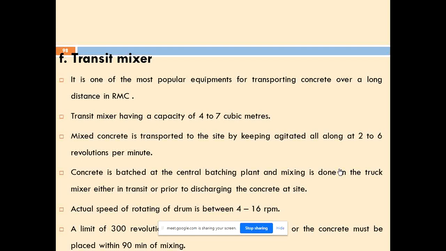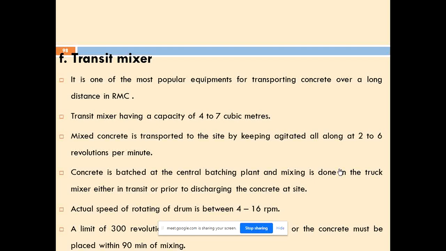Whereas in another type of transit mixer, the batching is done at the plant. Batching means the measurement of all the ingredients is done at the plant, and while transporting from one place to another, the concrete is mixed inside the drum only. So there are two types. The first one is in an agitated condition, it is not going to mix, where mixing is done in the RMC plant. In the second type, only batching is done in the RMC plant, whereas the mixing is done along the way to where it has to be transported. The mixing will be done on the way itself. So that is one more type of transit mixer.